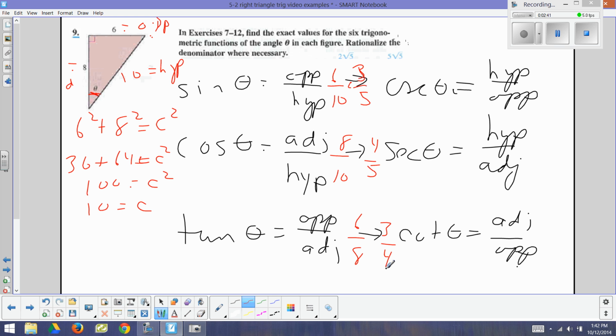Cosecant is the reciprocal of sine, so that would be 5/3, because sine was 3/5. Cosine and secant are reciprocals, so 5/4, and cotangent and tangent are reciprocals.